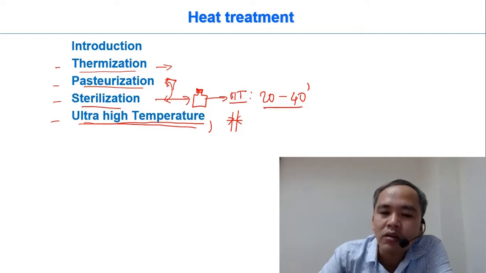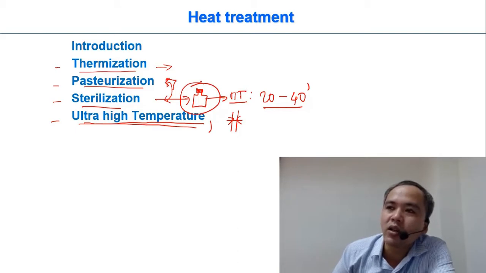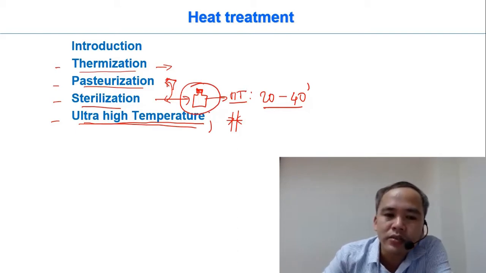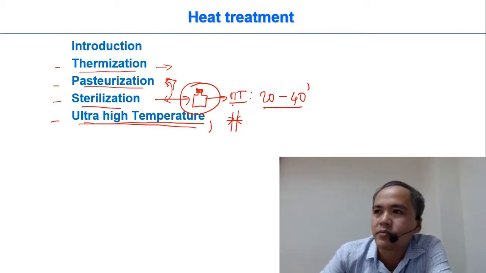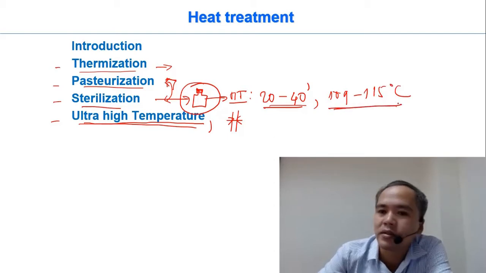Because we are doing the sterilization after filling. The products now have a size already, so we need a long time for the heat to transfer, for the heat to destroy the microorganisms that we target to destroy. It takes time, right? And the temperature is normally 109 to 115 degrees C for sterilization of milk. This is the normal range of temperature.